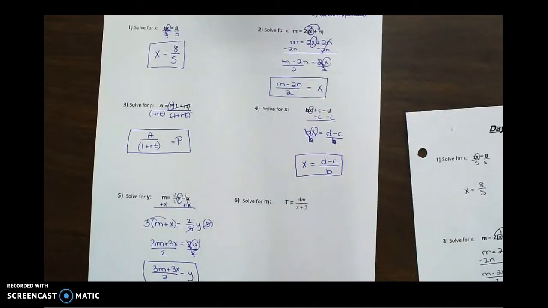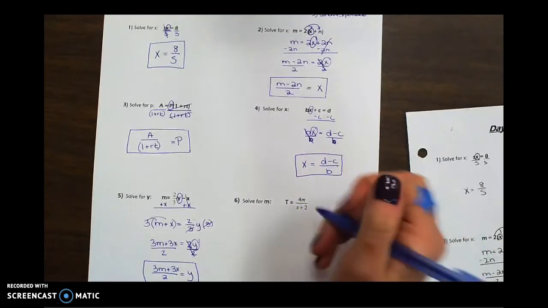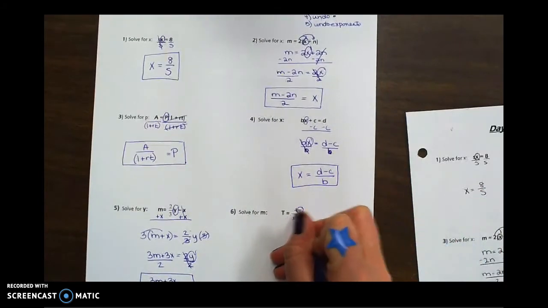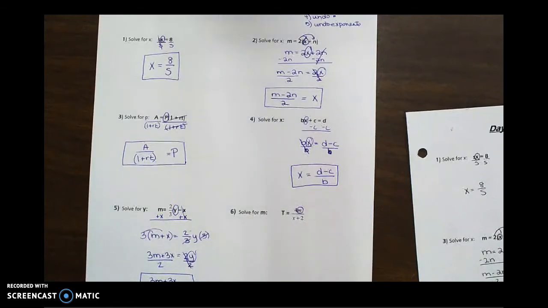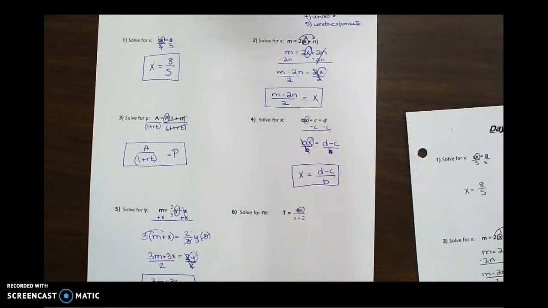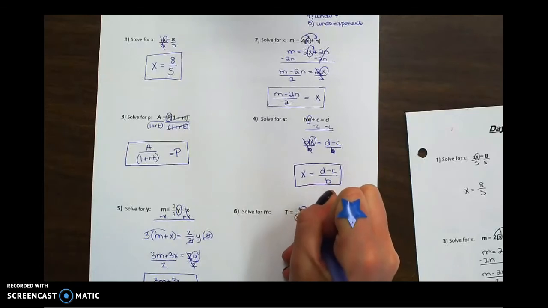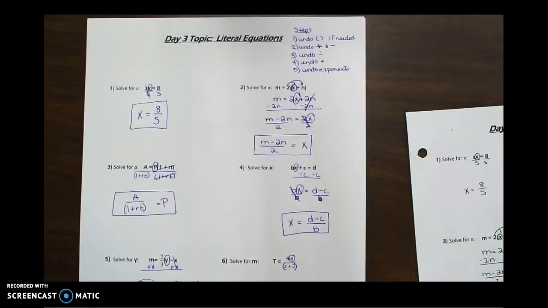Okay, so let's take a look now at our last example here. Solve for m. T equals 4m all over x plus 2. So I'm going to circle my m. All right, and now this whole thing is being divided by a binomial. Now remember, a binomial is a quantity. Quantities go into parentheses.